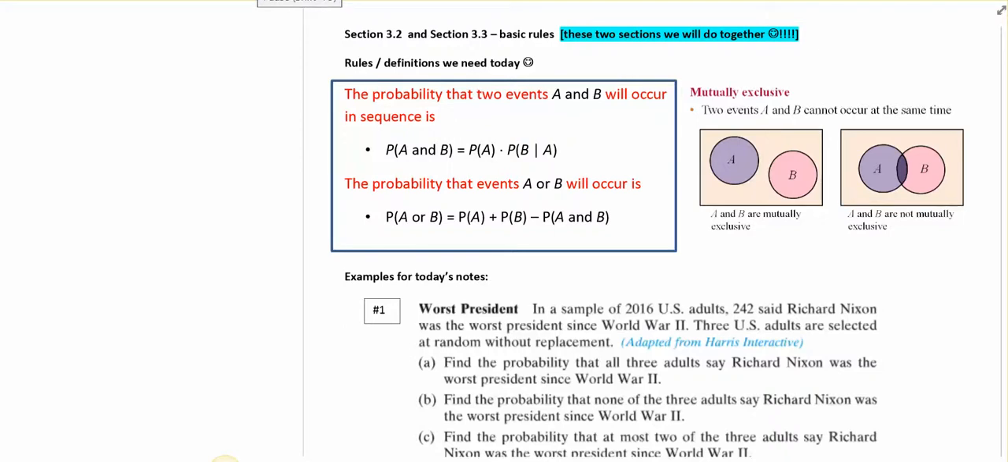Okay, so here's the second part of our discussion on probability. I combined 3-2 and 3-3 together and just called it basic rules. The rules and definitions that we need today.